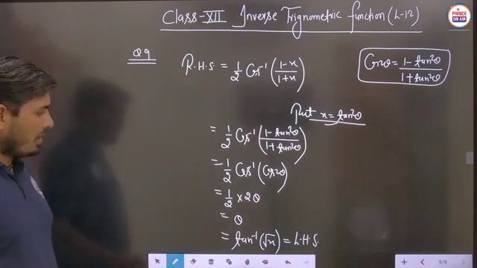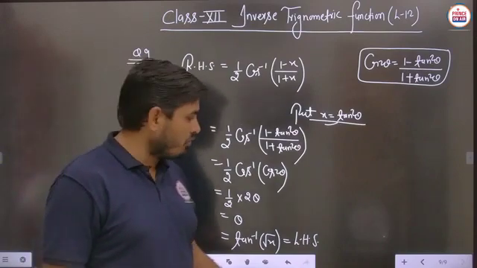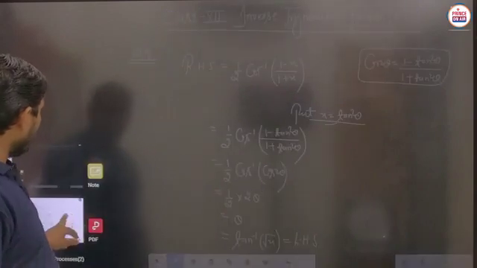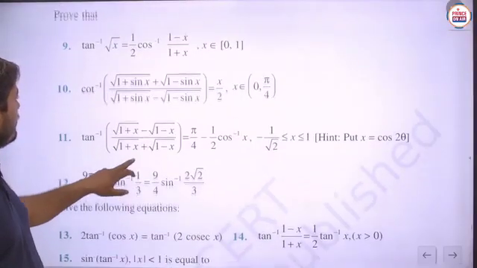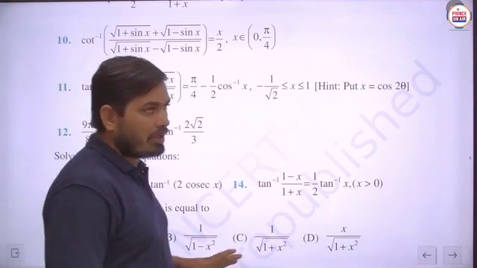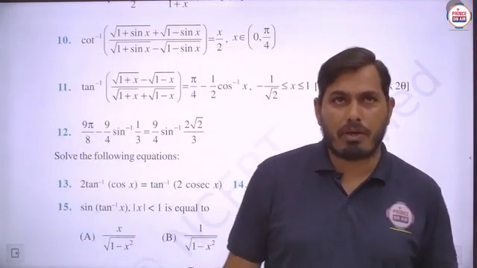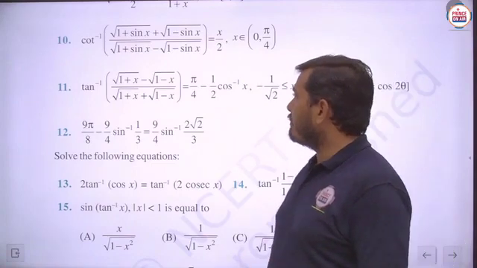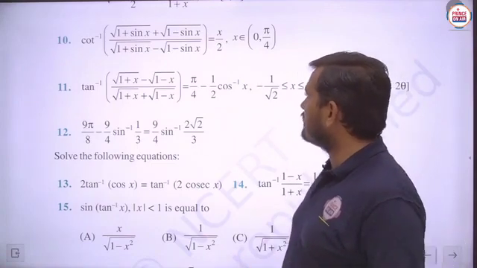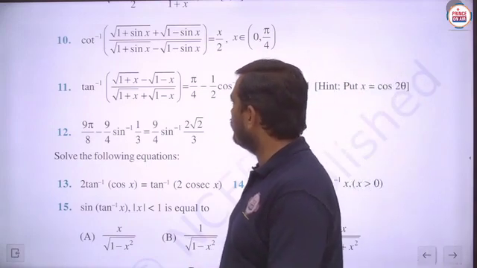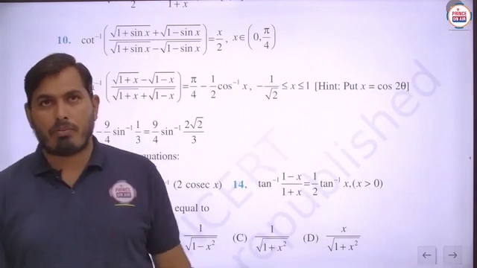Next, question number 10 we will take, students. Before that, pause the video to note it down. So in the next question, question number 10, you can check the question first of all. Again, a very simple question: cot inverse of under the square root 1 plus sin x plus under the square root 1 minus sin x, divided by under the square root 1 plus sin x minus under the square root 1 minus sin x. No problem.